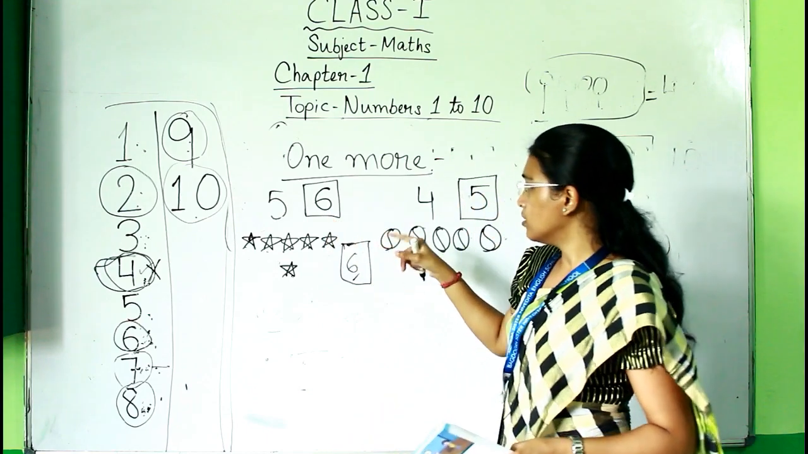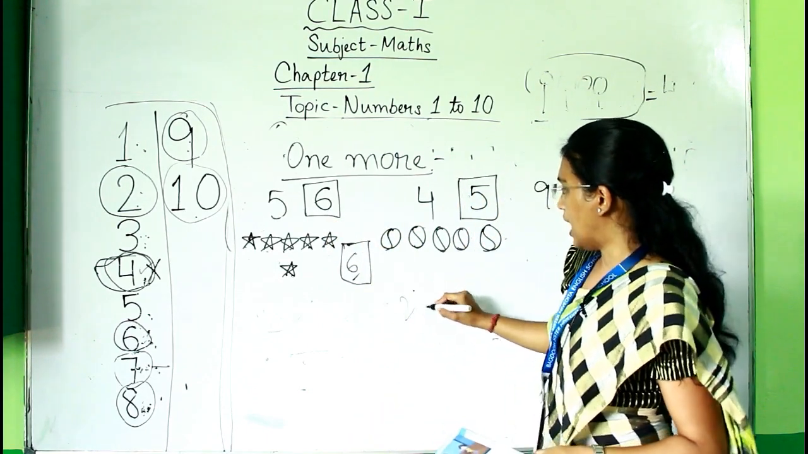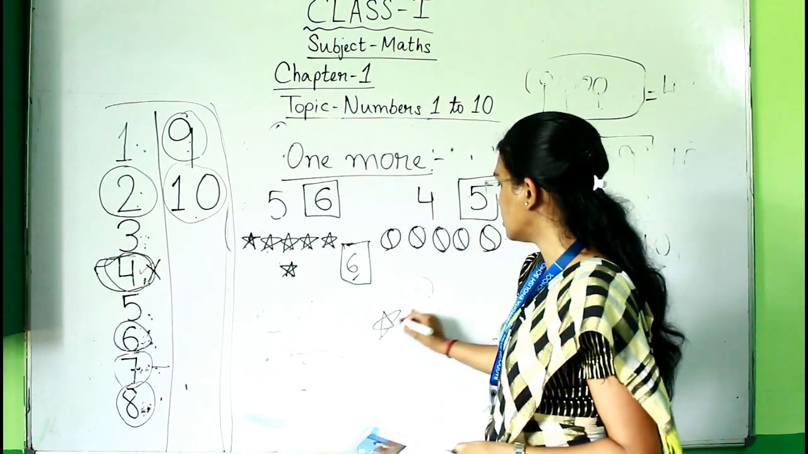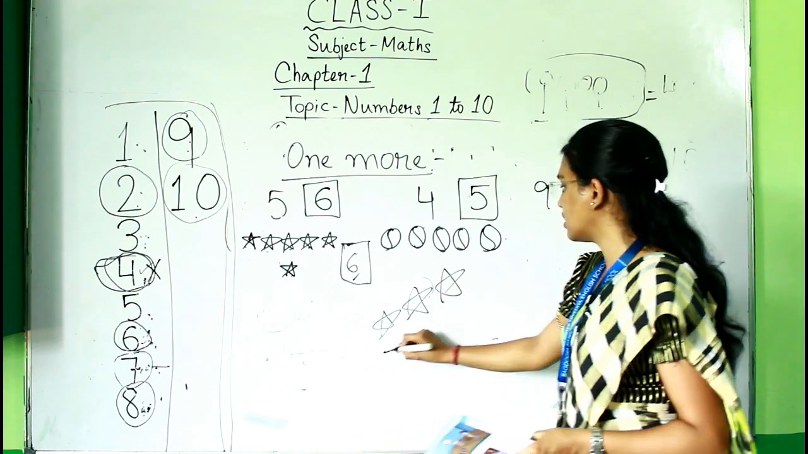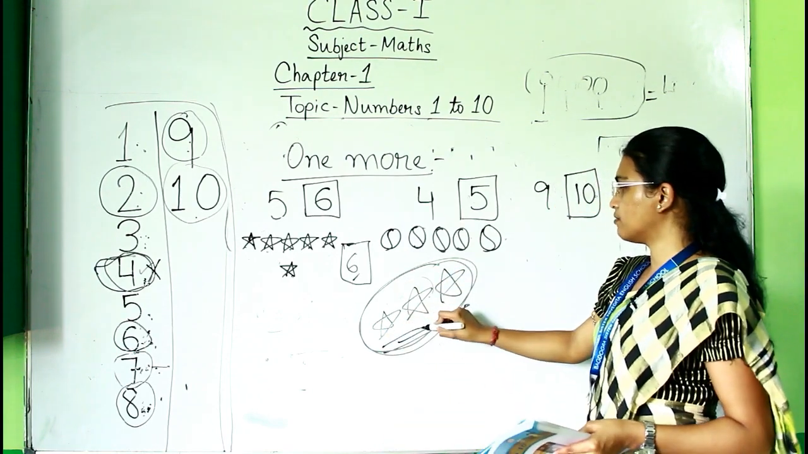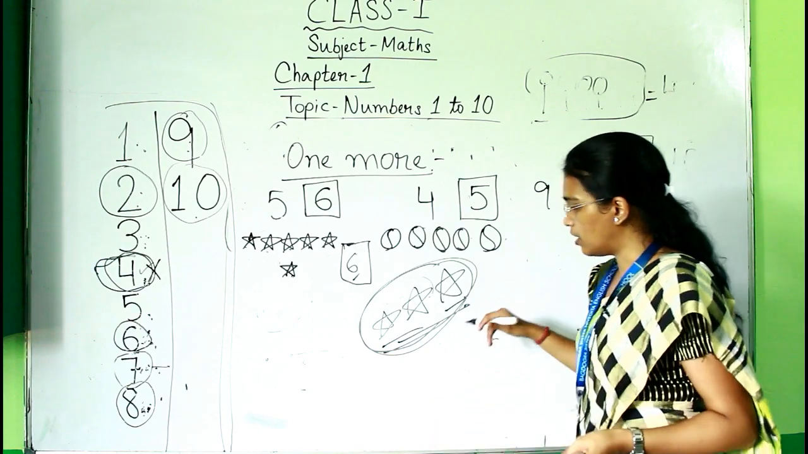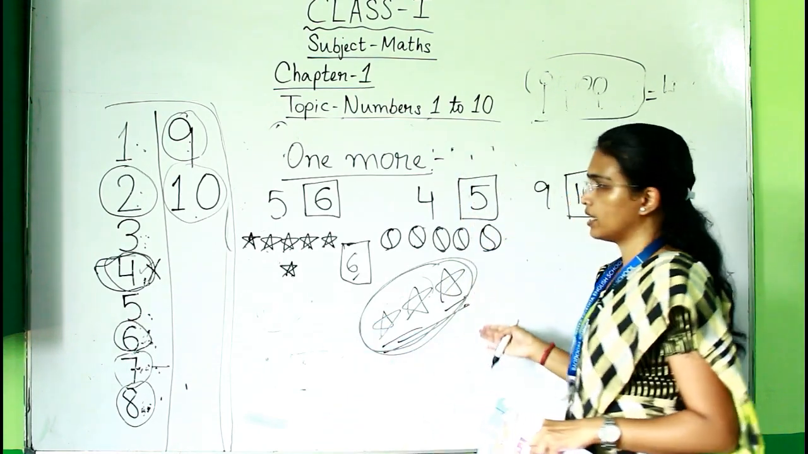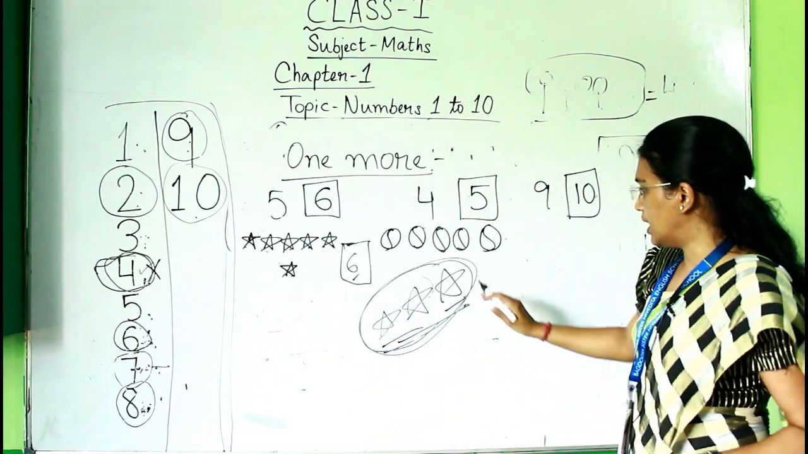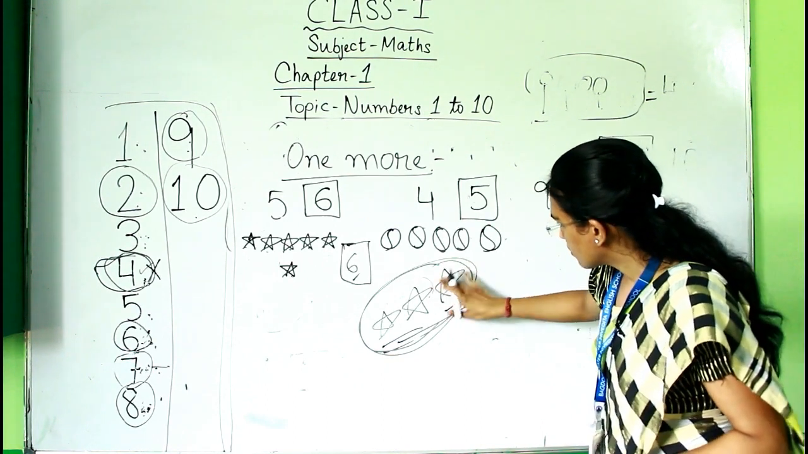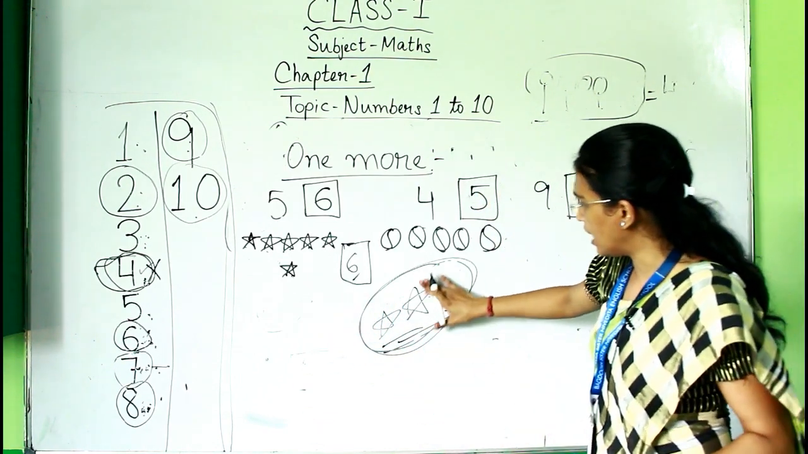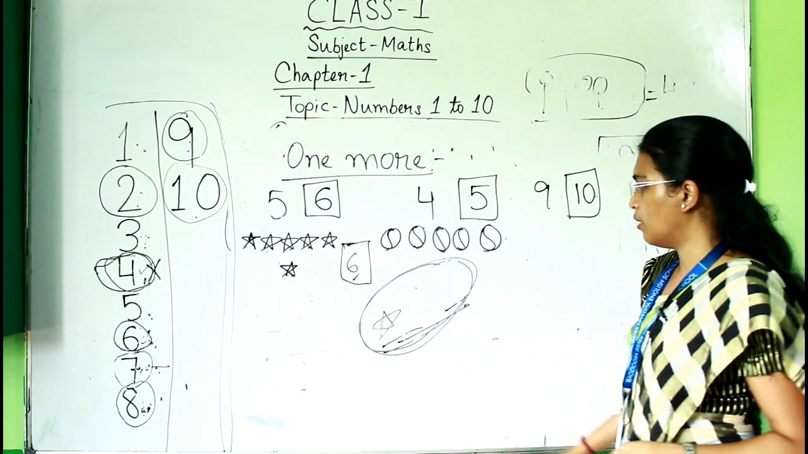Now the last topic is one more and one less. Here I have shown you, if you have two stars and I give you another star, how many stars do you have now? 3 stars. So this is one more. That means what comes after 2? 3. And one less means what comes before 2. That is, if you have 2 stars and I take 1 star from you, how many stars are left?